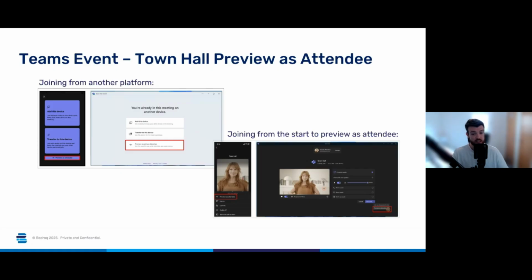Whereas on desktop, there's a couple more steps, and all you have to do is click the little blue arrow next to the Join Now button, which opens up the small drop-down menu, which might be a little unclear, but it gives you two options. Join as your designated role, so that's organizer, co-organizer, presenter, or preview as attendee. Simply click preview as attendee, and there you go.